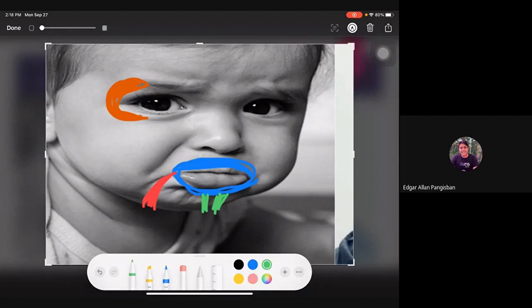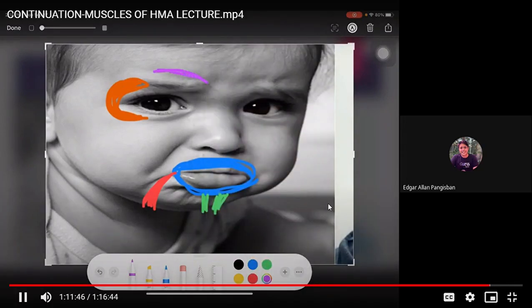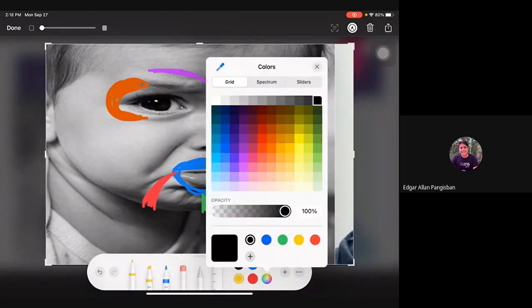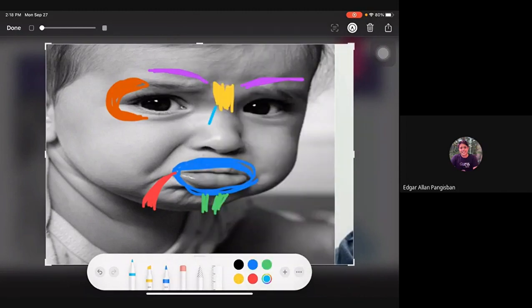What else? We also have your corrugator supercilii. And we also have your procerus. Kaya nagre-wrinkle yung forehead. Nagme-meet yung kilay niya when you're angry or you're frowning. Okay, what else? Ano pa? And we also have your nasalis muscle.